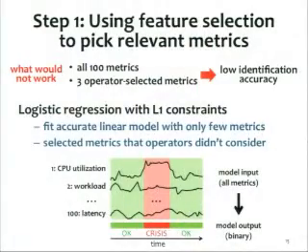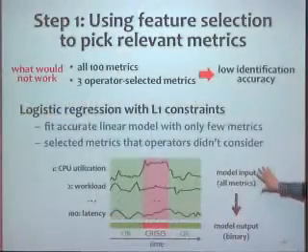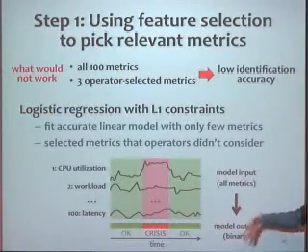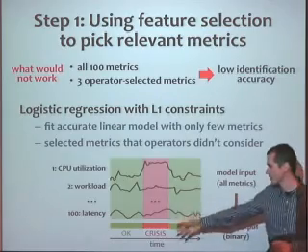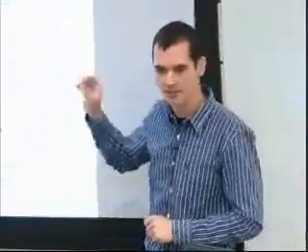So what we did is use a feature selection technique from machine learning called logistic regression with L1 constraints to select a smaller subset of relevant metrics that are correlated with the occurrence of the crisis. The way you can think about it is that we're building a linear model where inputs are all the metrics being collected on the system, and the output is binary, and we try to predict whether there's a crisis or not, and we try to use only a small subset of the metrics, but still get an accurate model.